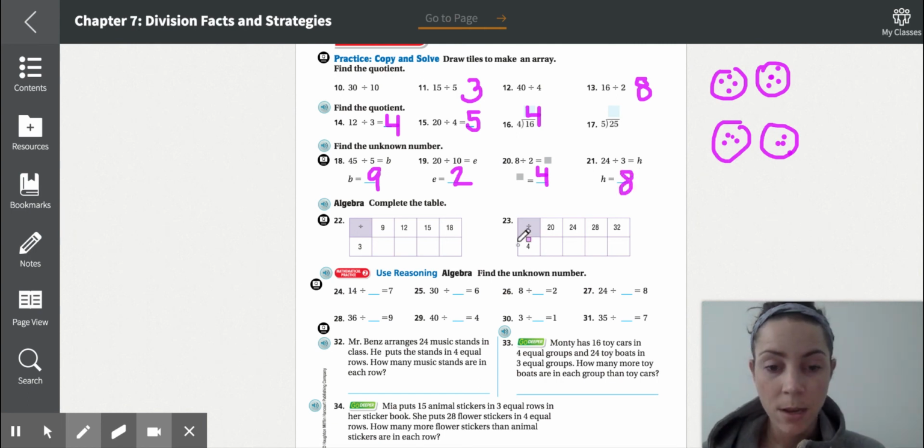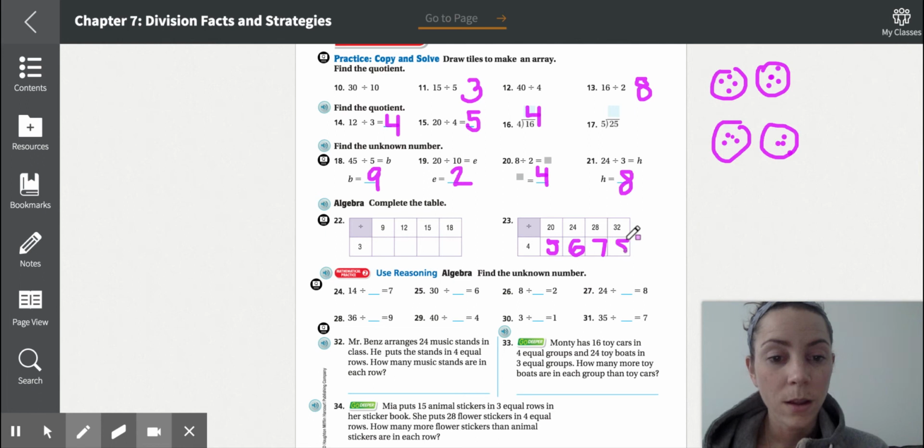Okay. And now for number 23, I'm going to be dividing all these by 4. So 20 divided by 4 should be 5. 24 divided by 4 should be 6. 28 divided by 4 is 7. And 32 divided by 4 is 8. Good job if you got those.